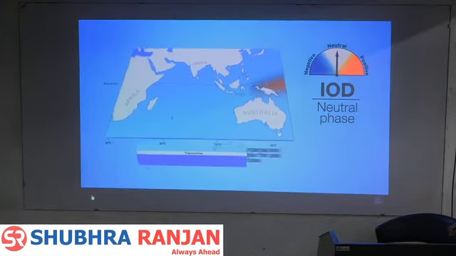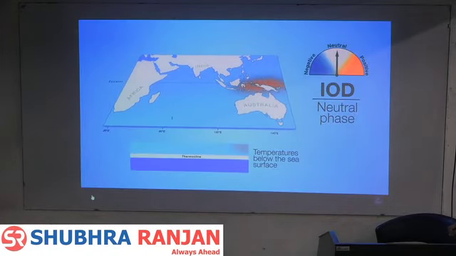During a neutral phase, water from the Pacific flows between the islands of Indonesia, keeping seas to Australia's northwest warm. Air rises above this area and falls over the western half of the basin, blowing westerly winds along the equator. Temperatures are close to normal across the tropical Indian Ocean, and the IOD has little influence on our climate.